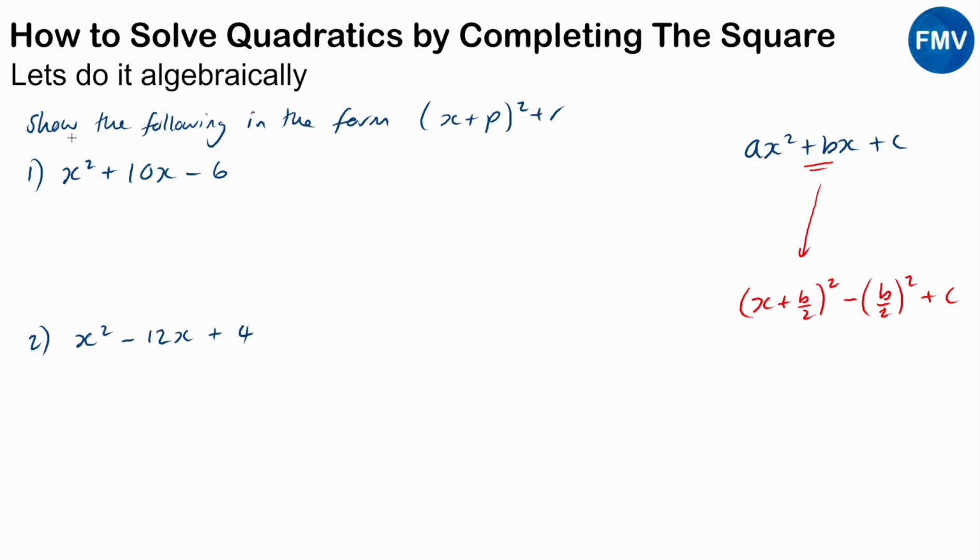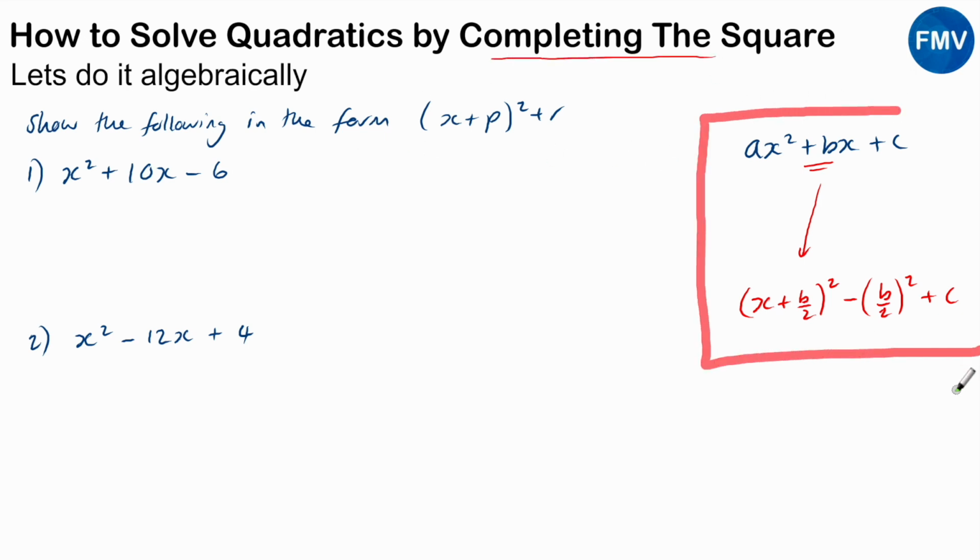Okay, so in this question we're asked to show the following. Show these two in the form bracket x plus p bracket squared plus r. That is just another way of saying complete the square. So I've left a bit of a summary of the rules over here. Hopefully that makes it a bit easier to see. We're going to complete the square here. Again, I'll do it underneath.